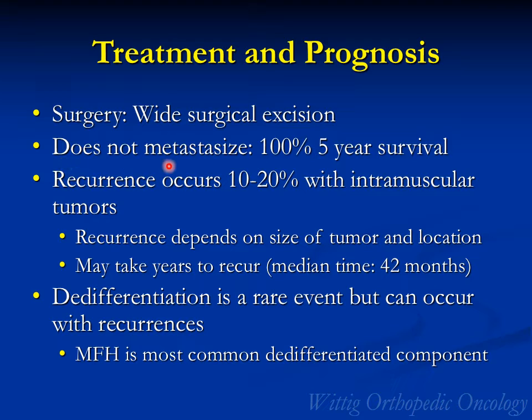These tumors do not metastasize, with 100% 5-year survival. Recurrence occurs 10 to 20% of the time, particularly with intramuscular tumors. Naturally, the recurrence depends on the size of the tumor and the location. It may take years to recur and to grow to a sufficient size. Dedifferentiation seems to be a rare event, but can occur with recurrences. And MFH is the most common dedifferentiated component of a dedifferentiated liposarcoma.